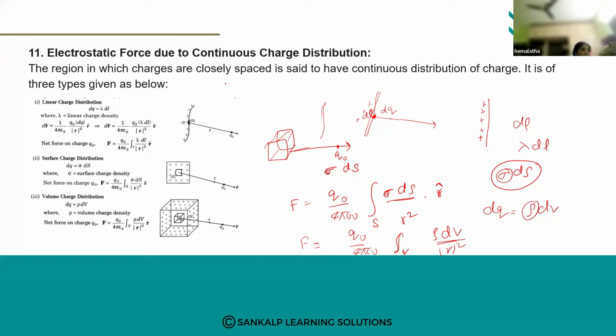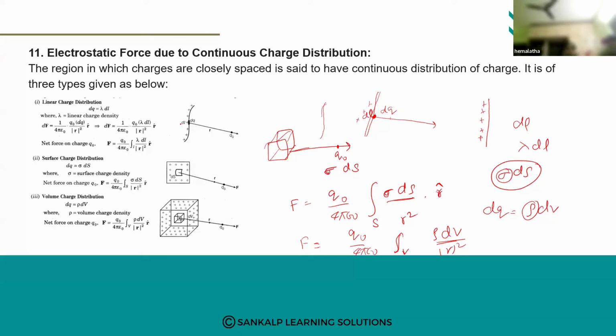The region in which charges are closely spaced is said to have continuous distribution of charges. It is of 3 types. Okay, continuous distribution of charges depending upon the shape of the conductors. Okay, it is of 3 types. What is linear charge density? Okay, next one is linear charge distribution. Next one is surface charge distribution. Next one is volume charge distribution.